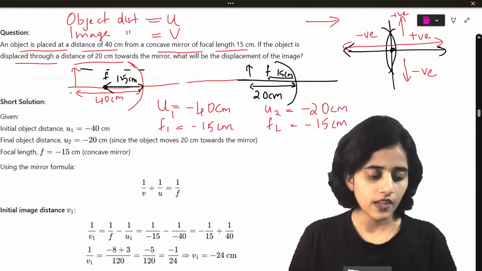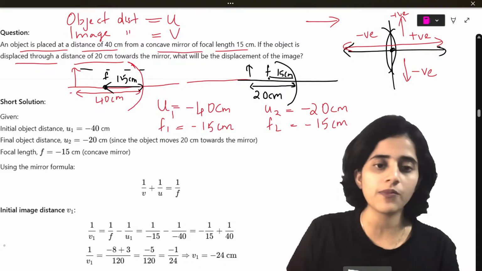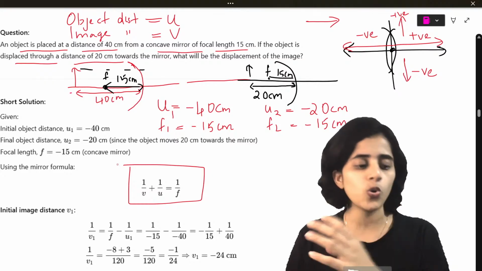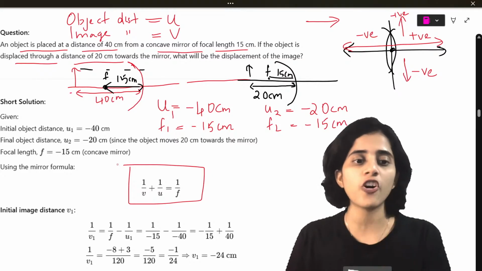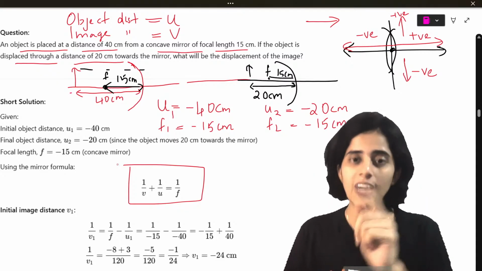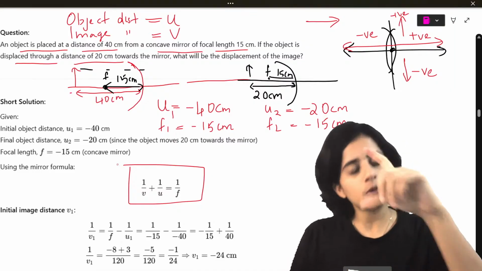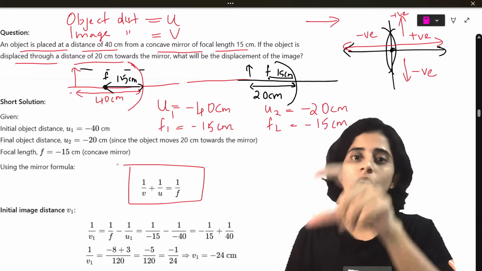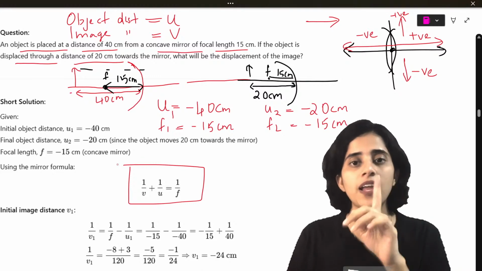Now you have to use the very famous mirror formula. What is the mirror formula? 1 by V plus 1 by U is equal to 1 by F. You have to be careful, students. If it's a lens, this formula will change. How will this formula change? You should let me know quickly. We will do questions on that also. So mirror formula is 1 by V plus 1 by U is equal to 1 by F. All of you remember that mirror formula has plus.